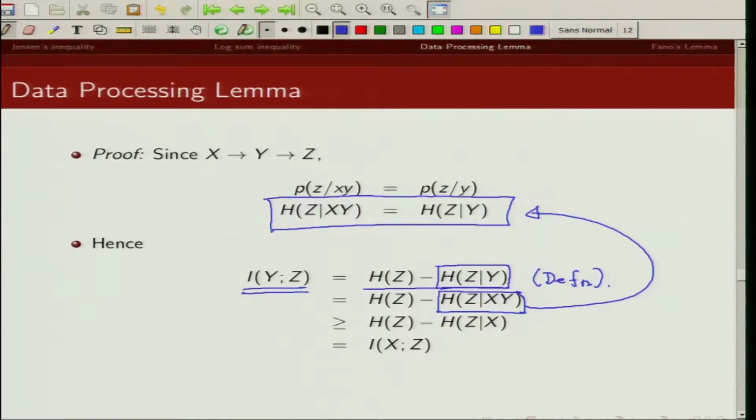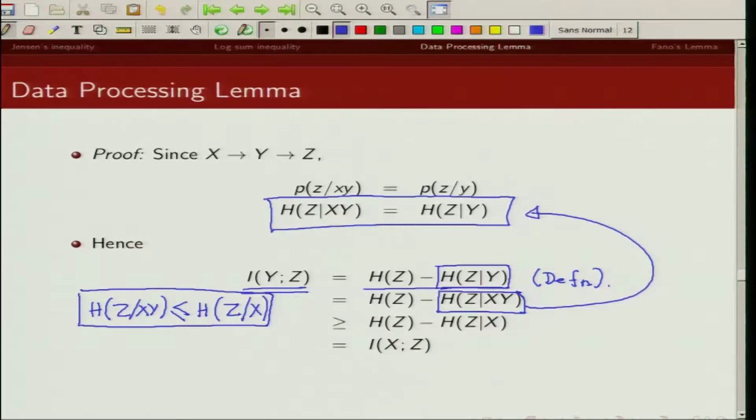Now, I know that conditioning cannot increase entropy. So, uncertainty in z given x, y is less than or equal to uncertainty in z given x. This follows from the property that conditioning cannot increase entropy. So, if I use this relationship and replace uncertainty in z given x, y by a larger term h of z given x, what I get here is a greater than or equal to sign, and I am replacing this by h of z given x.